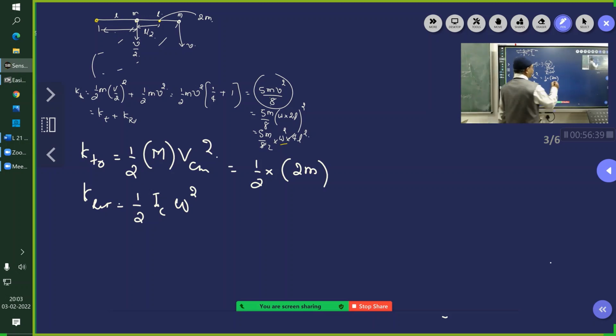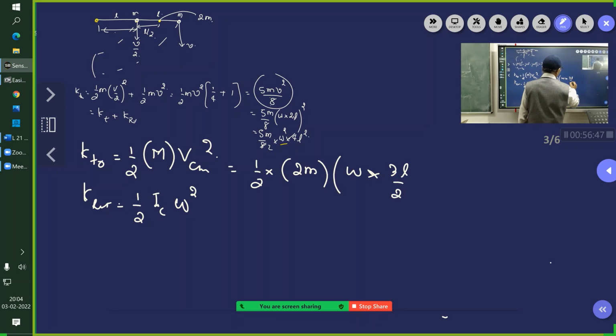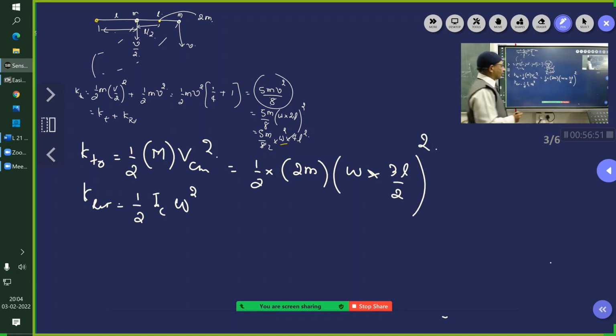If you take omega common, omega is common, so this will be 3L by 2 whole square. If you take omega common, you will get it like this. And this will be half into what will be IC here? Sir, ml square by 4.